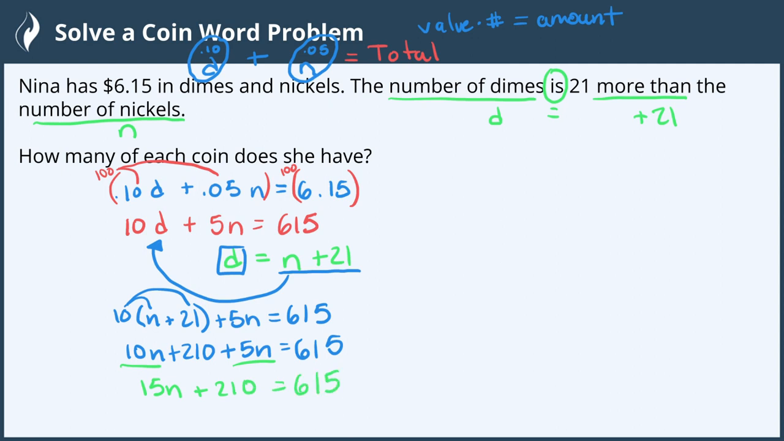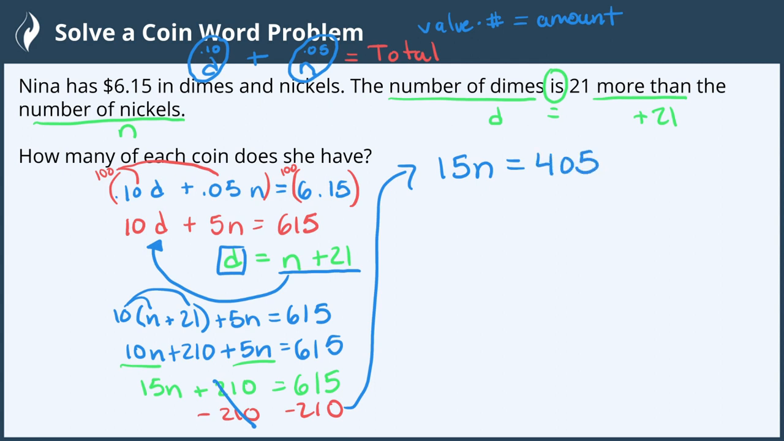To isolate the variable, we'll subtract 210 from both sides. I've run out of room, so we'll come up here, and we're left with 15n equals 615 minus 210, which is 405. And then to isolate the variable, we'll divide both sides by 15. So we're left with n equals 405 divided by 15, and my calculator says 27. So there are 27 nickels.